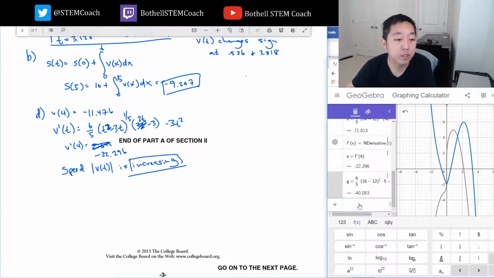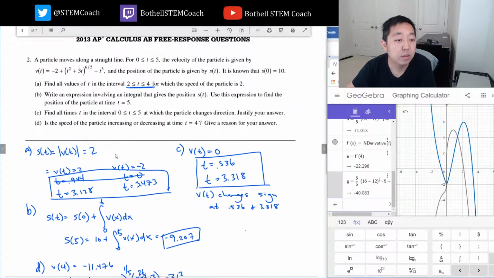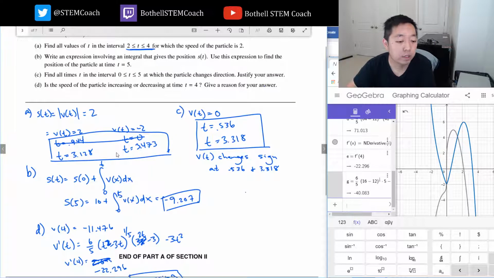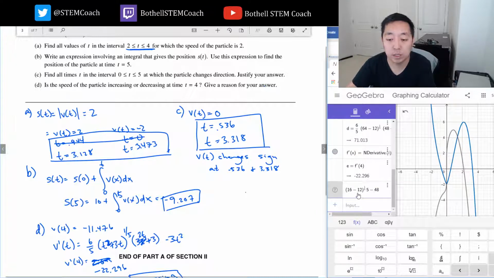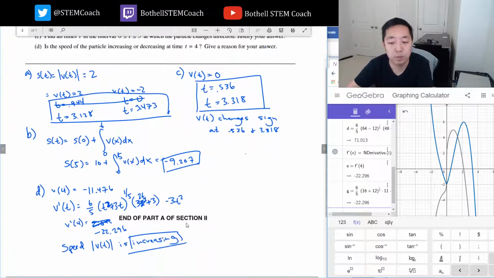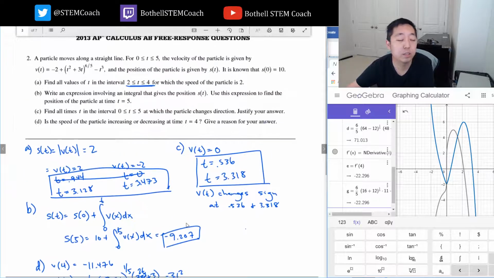Oh my gosh. It's plus 3t. I don't know why I keep thinking it's minus. This is a plus sign. Man, I really just copied that horribly. So this becomes a plus. This is 8 plus 3. It's 11 instead of 5. There you go. Minus 22.296. All right. Good. I thought I was going crazy there.